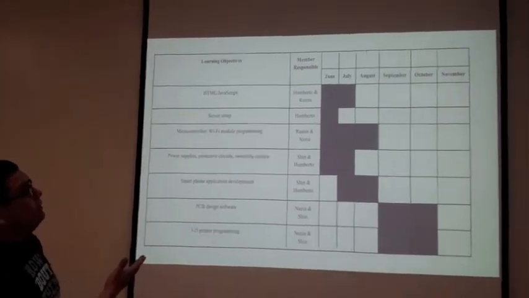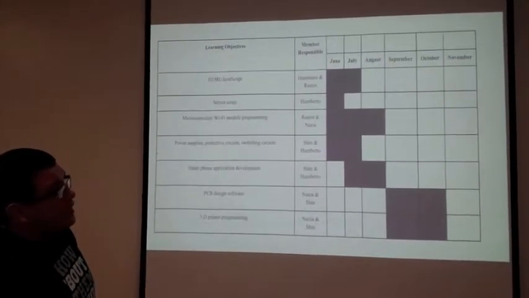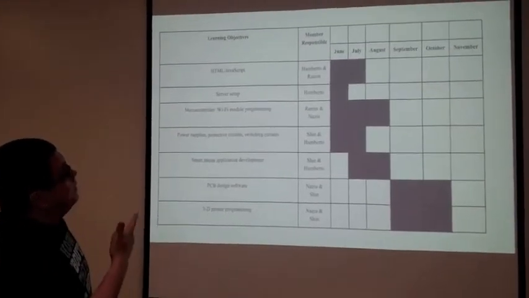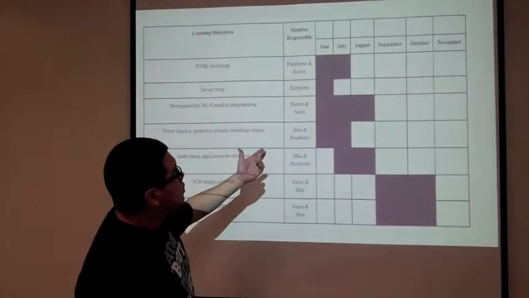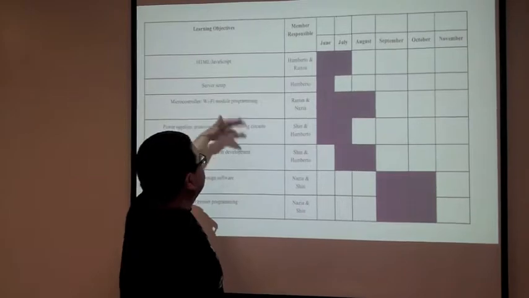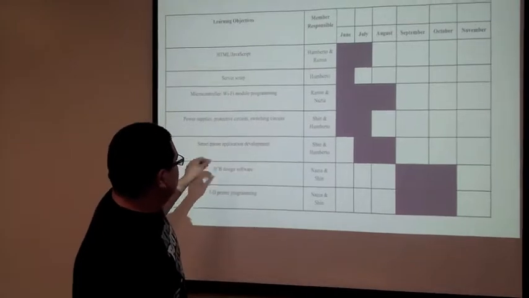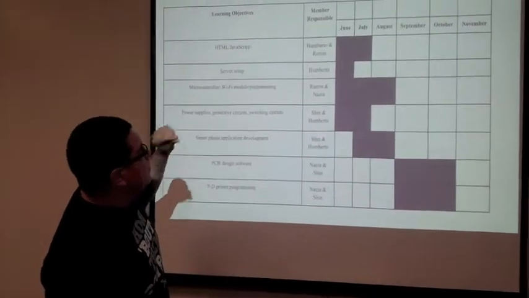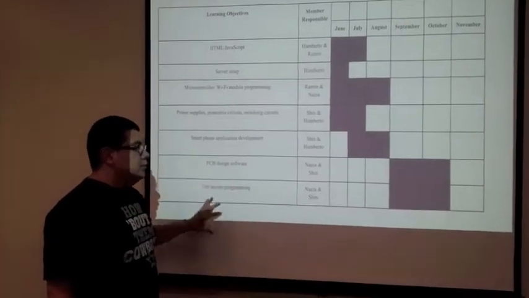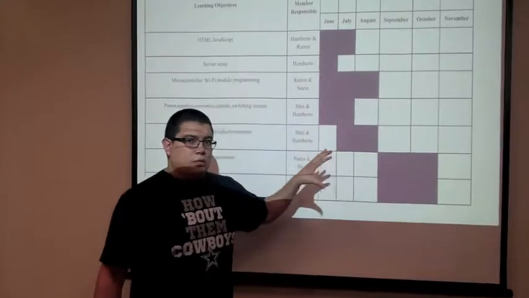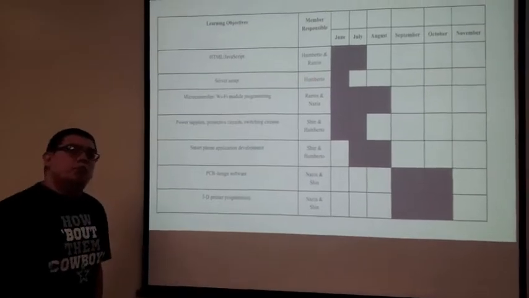So this is our timeline for when we expect to learn these skills. Basically, we're gonna jump right in as the summer semester starts. Almost everything we expect to take about 2 months: the HTML, JavaScript, the server setup, the microcontroller web programming, the power supply and protective switch circuits. The smartphone application, we'll have to wait a little bit till we learn a little bit about how to program the website. And the PCB design software and the 3D printer software will be learned towards the end, when we think we will have a working prototype ready to go.